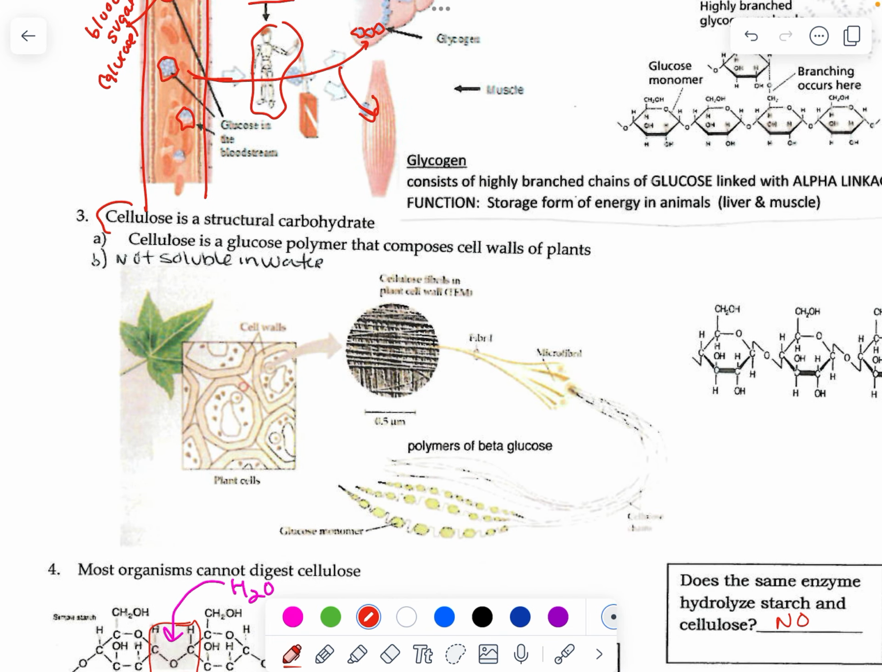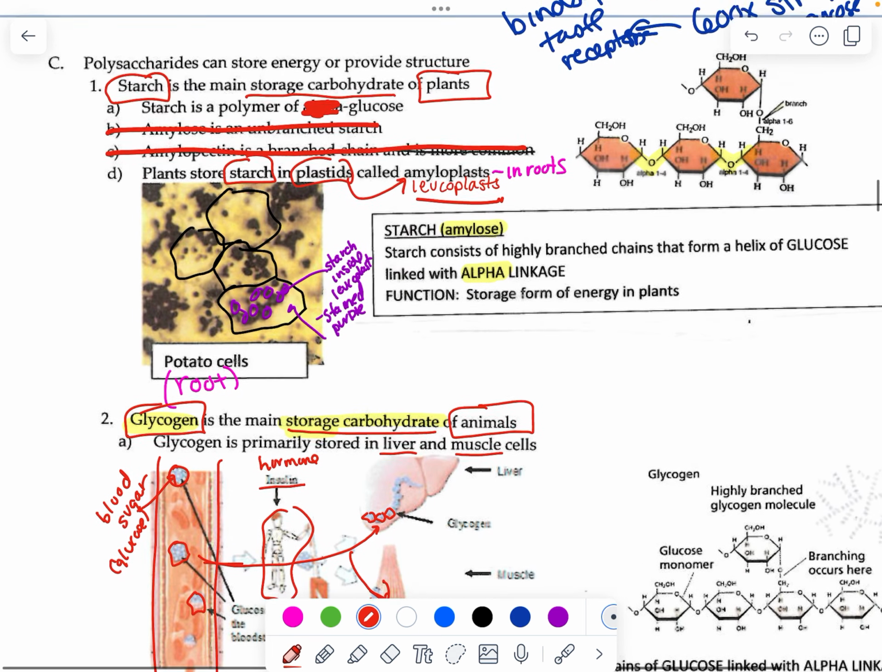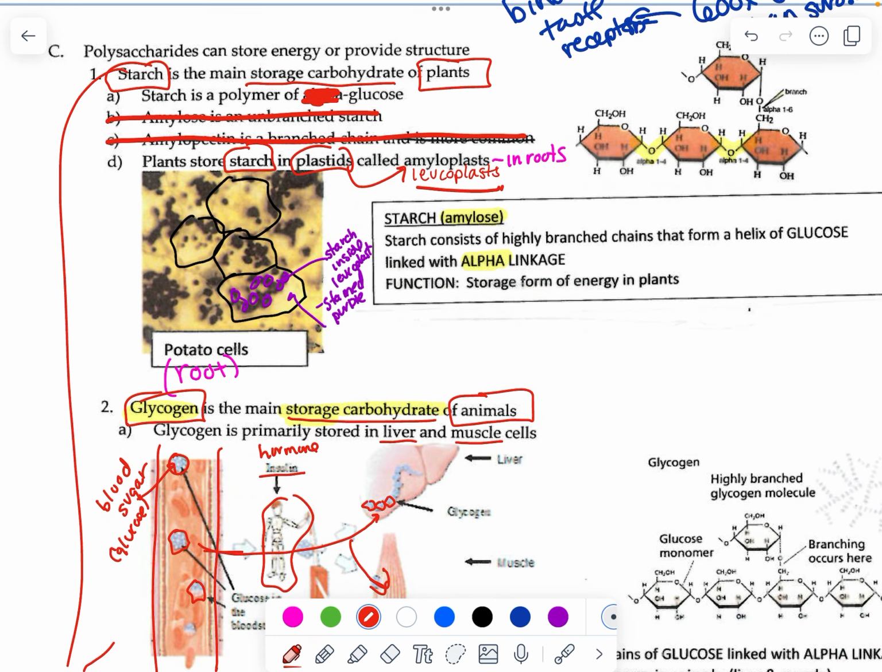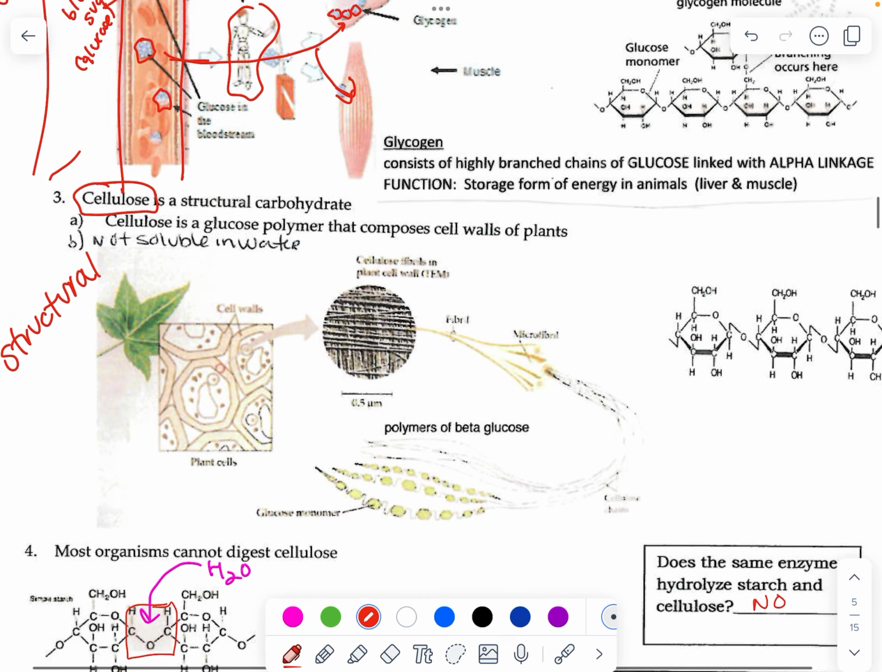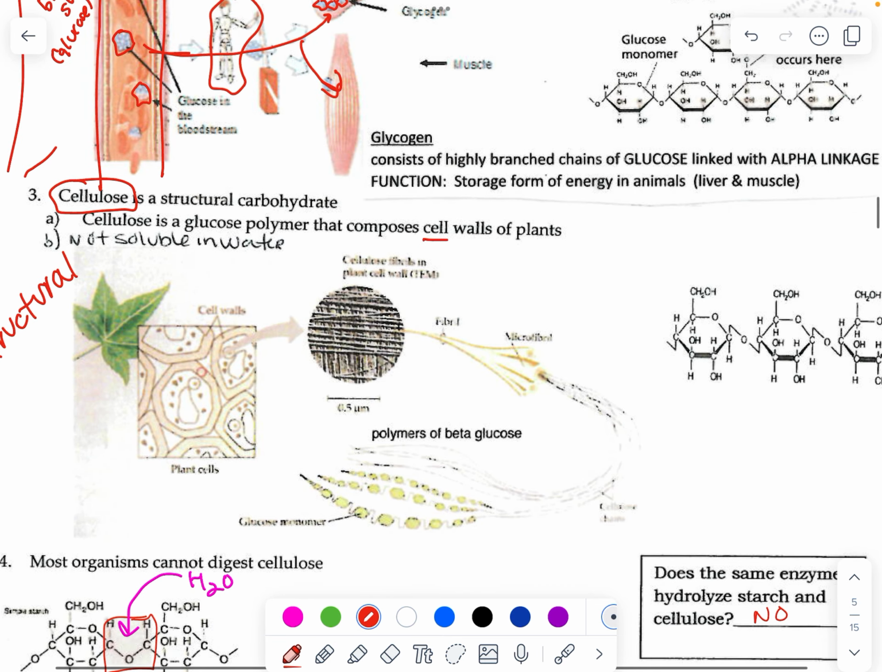Cellulose is, this is structural. The function of it is structural. The function of these two is kind of like to store energy or to store sugar, which is energy. Okay. Cellulose and chitin are going to be structural in nature, and this is where cell walls of plants are made of cellulose.